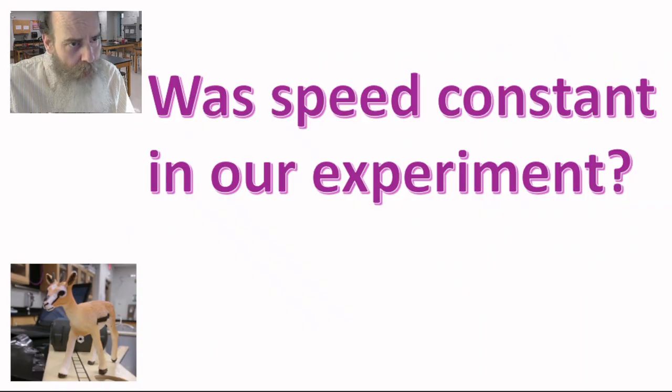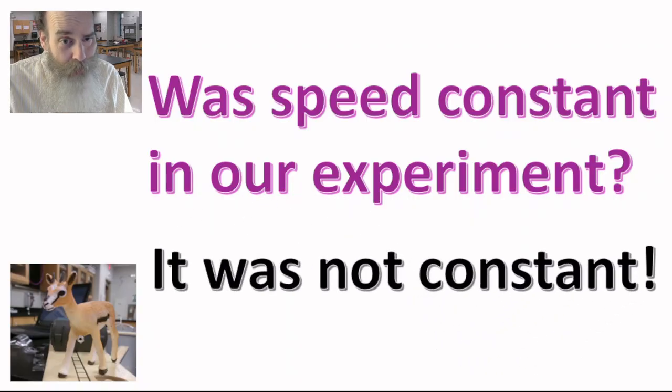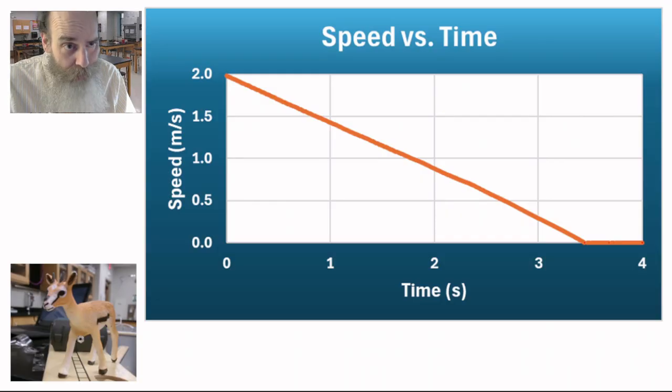Was speed constant in our experiment? Giselle, this is a question for you. You are correct. It was not constant. Clearly, it went from a high value and slowed down and came to rest. Remember our plot of speed versus time? It started high and then went to 0 and stayed at 0.